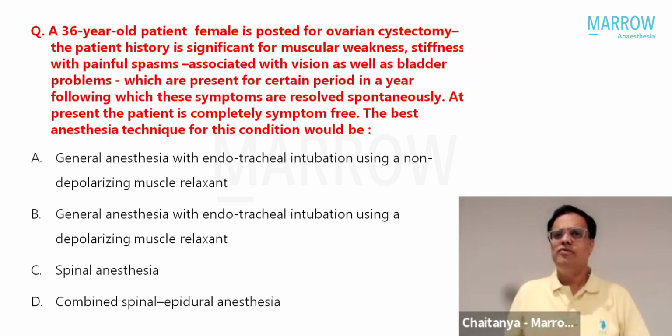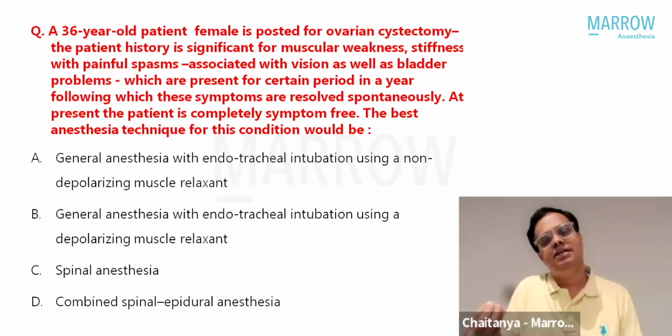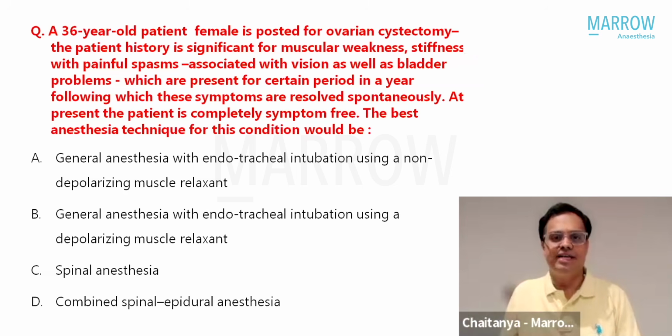So in any MCQ, if you are suspecting any muscular dystrophy, take it from my side that unless there is a specific indication to use succinylcholine, you can easily avoid succinylcholine and go with NDMR. So one precaution, what do you want to take?